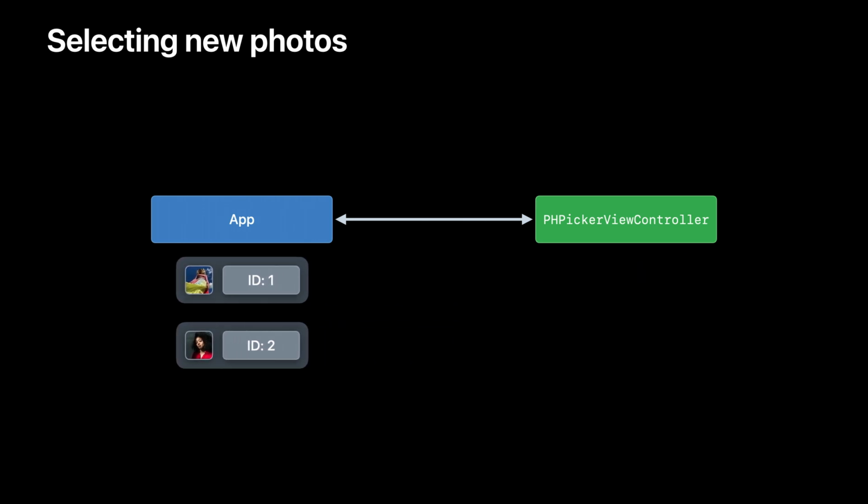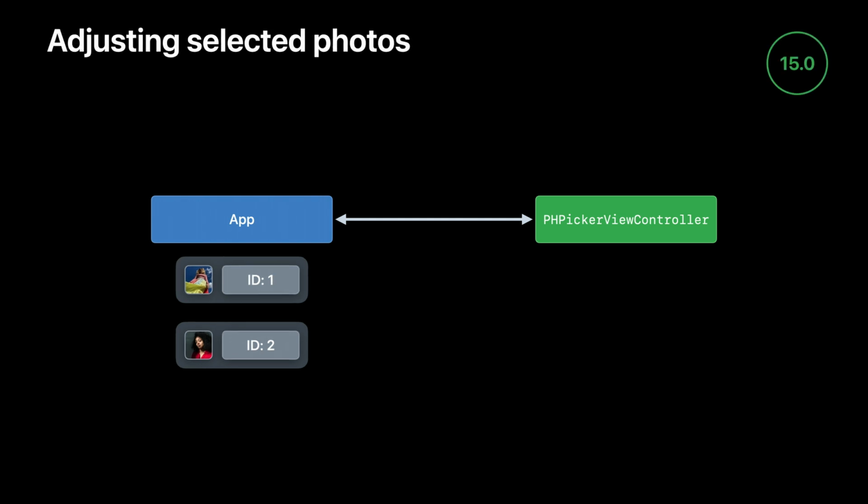Suppose the configuration is initialized with a PHPhotoLibrary object. Picker results will contain both item providers and asset identifiers. Your app can use the item provider to load and display selected photos. In iOS 15, you can also present the picker with some photos initially selected. It allows people to select more photos or deselect those photos pre-selected by your app.